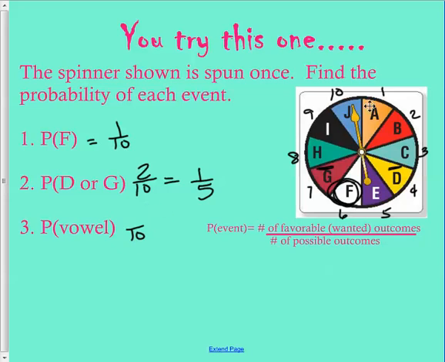If we're looking for a vowel, we could have A right here, B, C, D, no, E, no, no, no, and I. So 3 out of 10, and that can't be simplified.